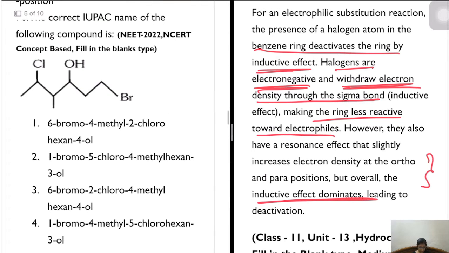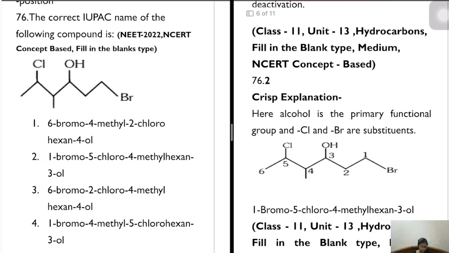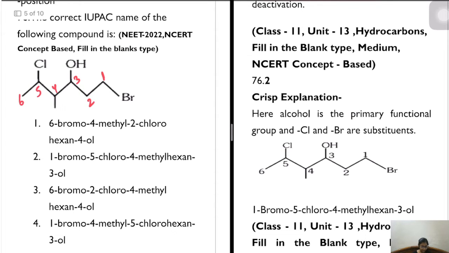Now this is very easy. I hope you all can do it now. Correct IUPAC naming is asked. How will we name the product? The halogen will get the lowest numbering here. Okay. Alcohol is the primary functional group. We have 1, 2, 3 here. Here we'll have 1, 2, 3, 4. So 3 is better than obviously 4.